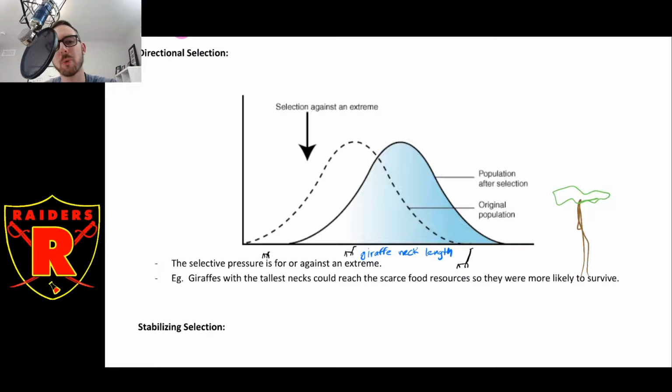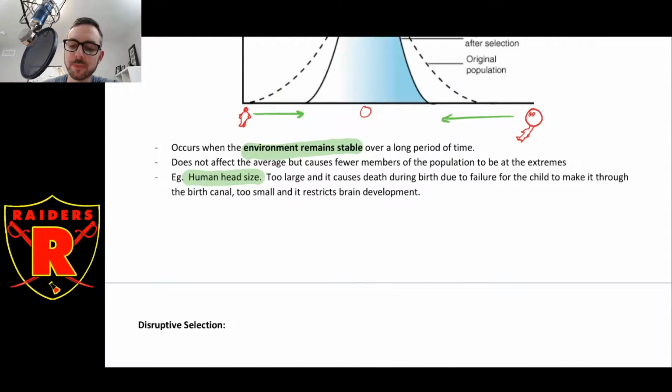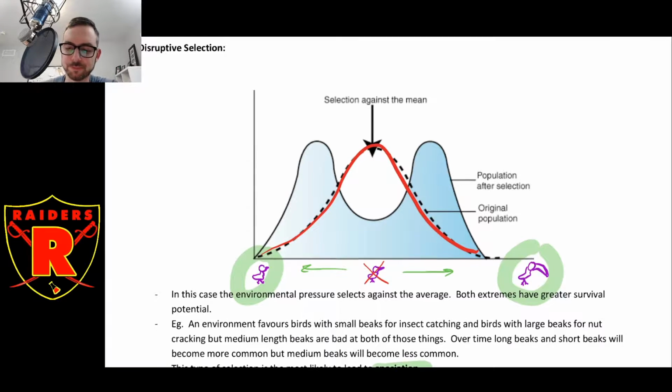Okay, so far we've got just directional, when you get pushed in one direction from the average, so either more or less of a particular trait, whatever it happens to be. Stabilizing is when the average is the best and the two extremes are disfavored, so things get closer to the average. And disruptive, when the two extremes are the best, and so it actually moves away from the average towards the two extremes, and you often get two subpopulations forming.